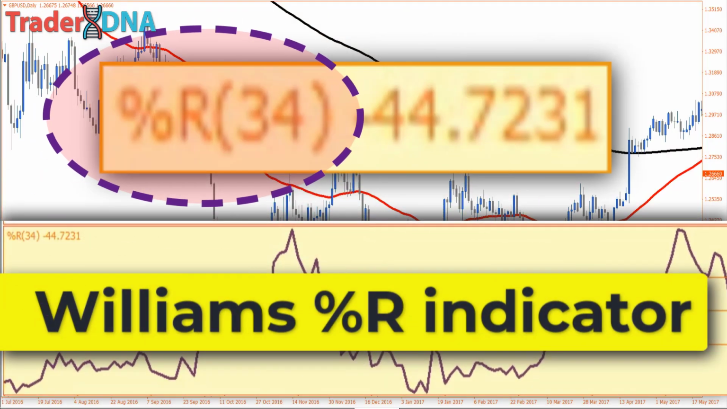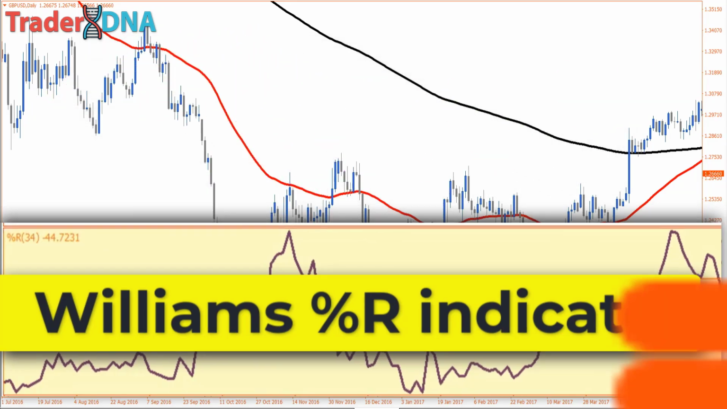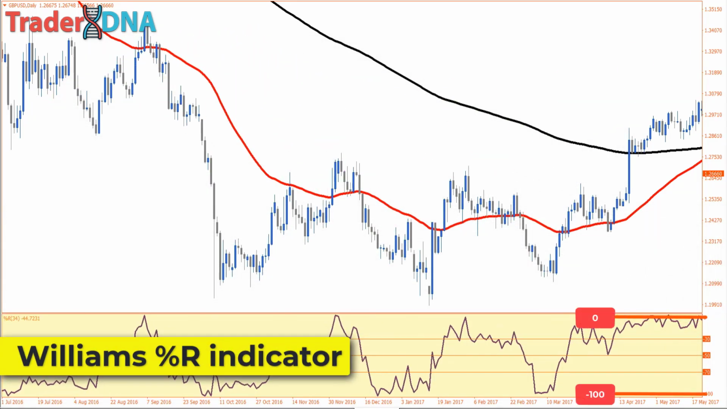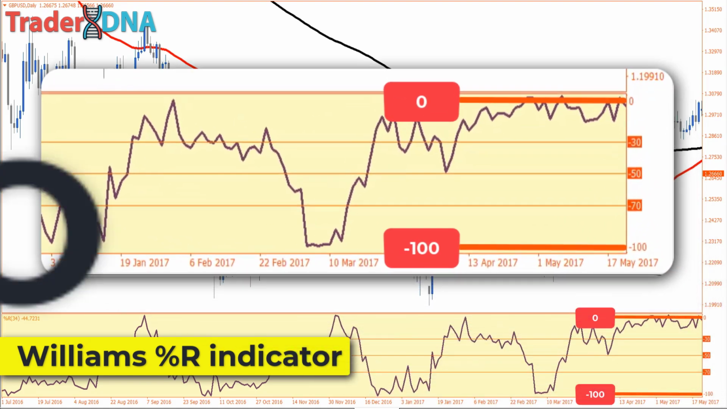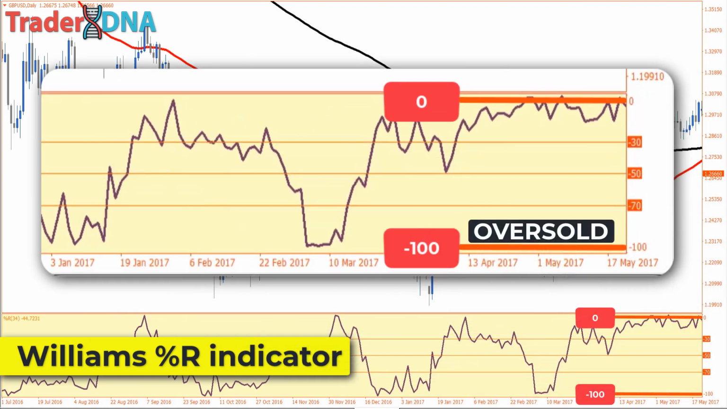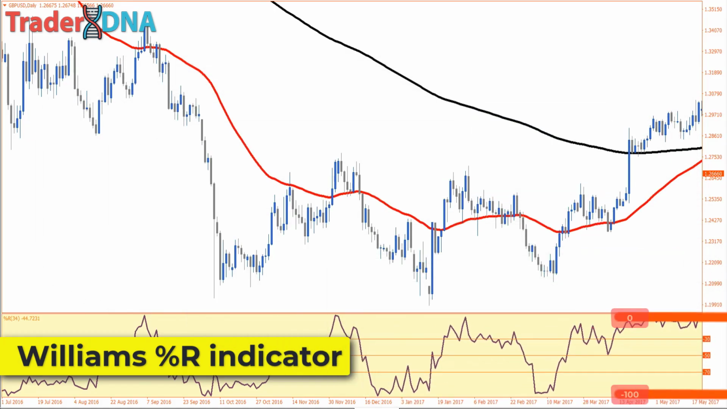The Williams %R operates on a scale ranging from -100 to 0. A reading near -100 suggests that the asset is oversold, indicating a potential buying opportunity. Conversely, when it reaches 0, it indicates overbought conditions, suggesting a possible downturn. Now, let's explore how to effectively trade using the Williams %R indicator.